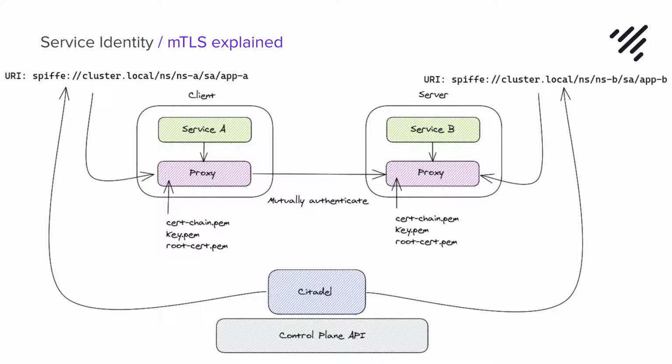So on boot, service A, for example, will send a request using the service A service account to Citadel. It's going to verify that the service account is signed by the API server, and then it's going to sign a certificate to send back to the service A proxy. Now, the way the identity is encoded in the X509 certificate is either done by DNS, let's say, or in Istio's case through SPIFFE, through a URI.